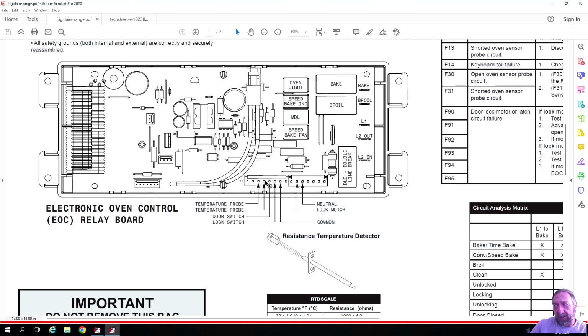Now, I didn't bring an oven sensor with me. If I did, this board would actually go into baking mode and turn on elements that are not connected. But if you got an F30, this is where the control board oven sensor connects to. So if you got an F30, most likely the sensor's bad, but what you want to do is go here, unplug it, and ohm it out from the board. Now, if I don't get a reading, does that mean my sensor's open?